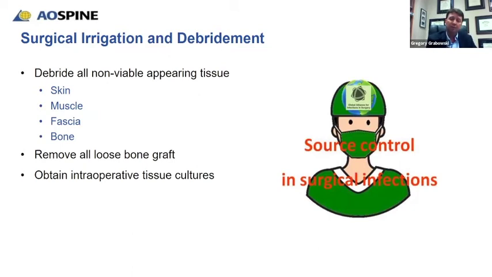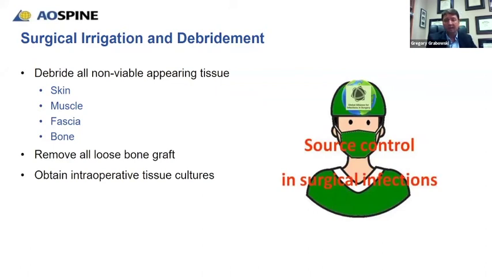And so what I mean by that is that the debridement is going to be the part of your surgery where you're going to obtain source control. You're going to debride all non-viable appearing tissue, including skin, muscle, fascia, and bone. You need to take out any and all loose bone graft that can be a nidus for ongoing infection. Anything that isn't going to be able to ultimately be penetrated by your antibiotics on the back end needs to come out so that you can make sure that your infection will ultimately be cleared.